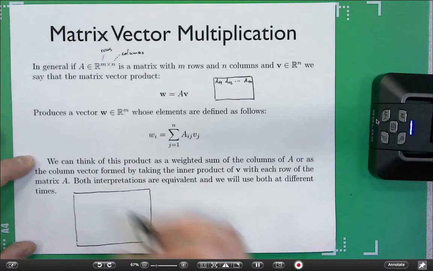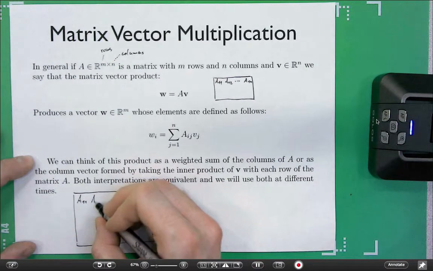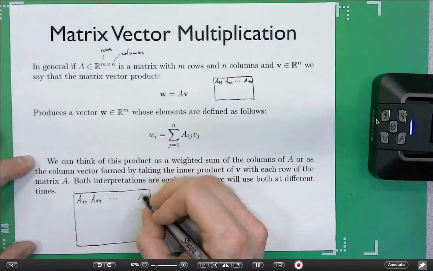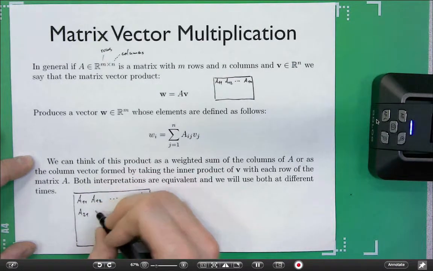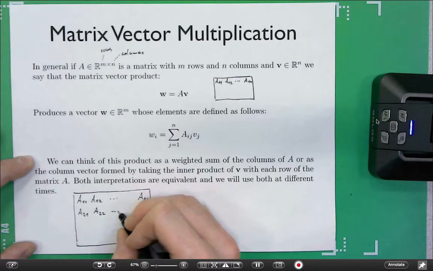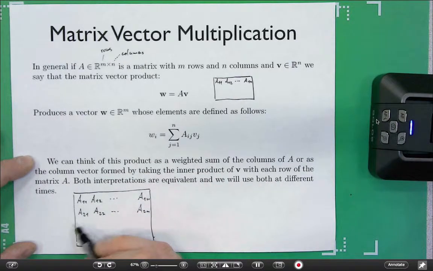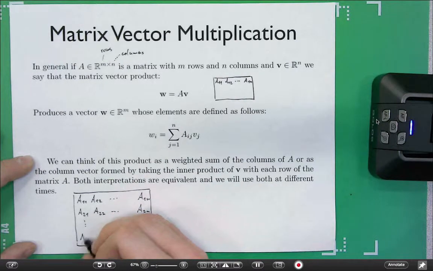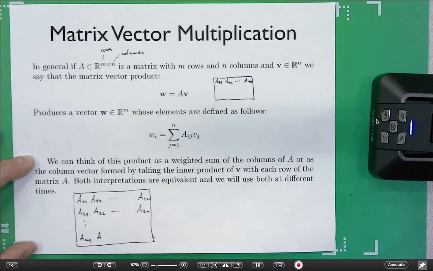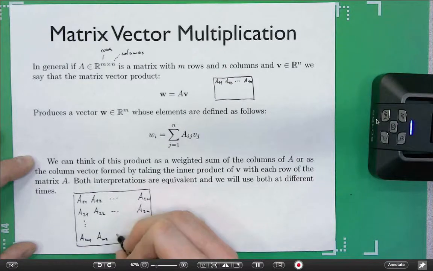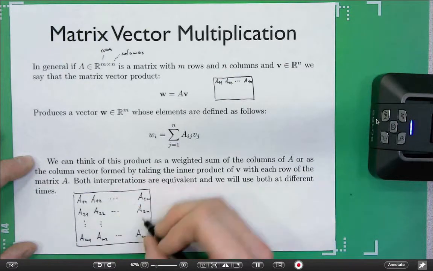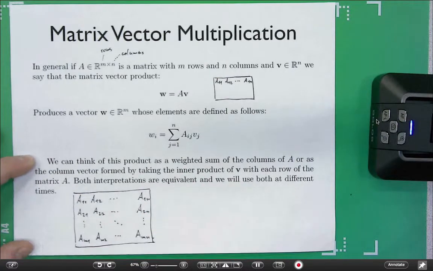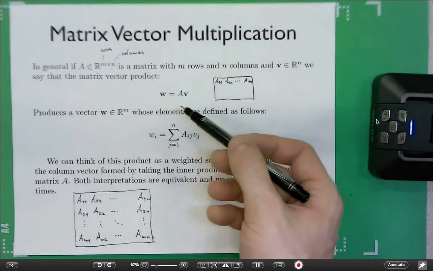Does it work? Yeah. So A11, A12, and so on up to A1n, of course. Here would be A21, A22 to A2n. Again, it would be A31, and so on. So it goes up to Am1, because m is the number of rows, Am2, and goes all the way to Amn. So I put these dots here. So this is what is in my matrix A.